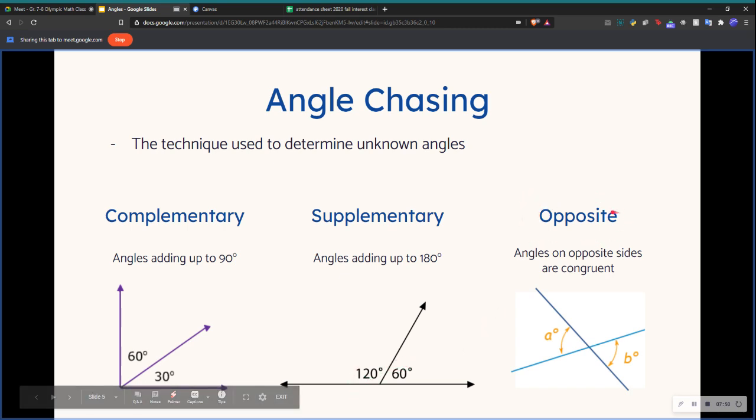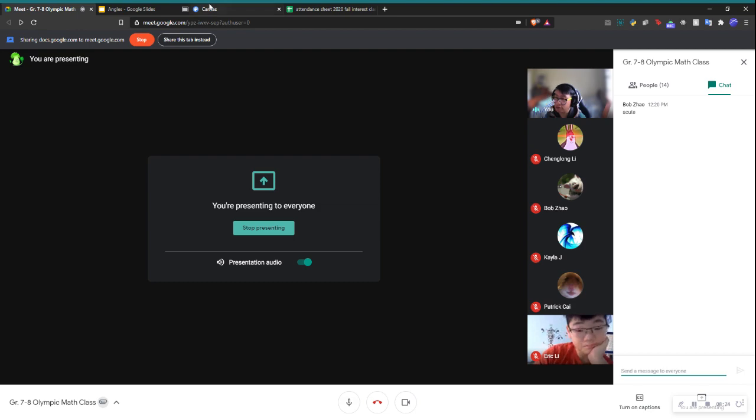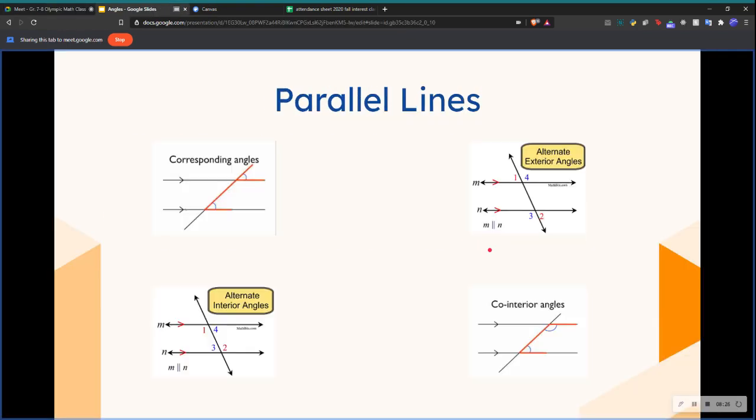And finally, we have opposite angles. Opposite angles are angles that are on opposite sides of two intersecting lines, and they are congruent. So in this diagram right here, angle A would be equal to angle B, because they are opposite angles. Right? Any questions about these? This might be review for some of you. Right? Nothing in chat. All right, let's move on.